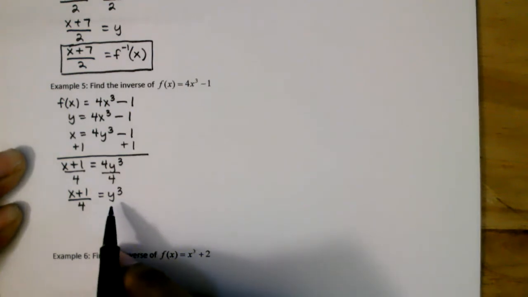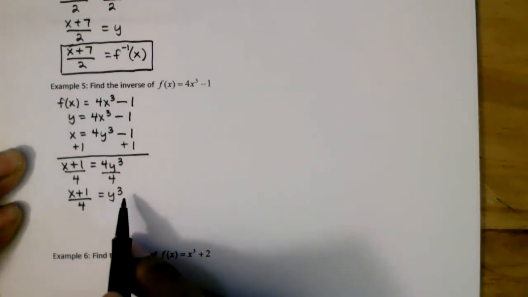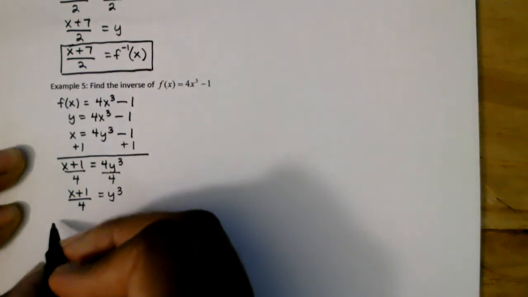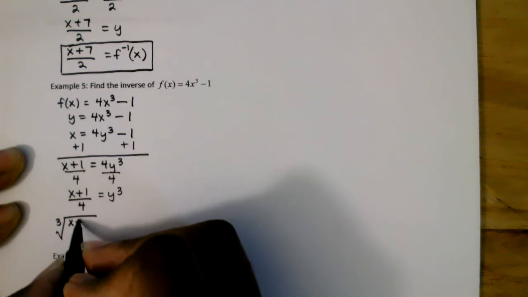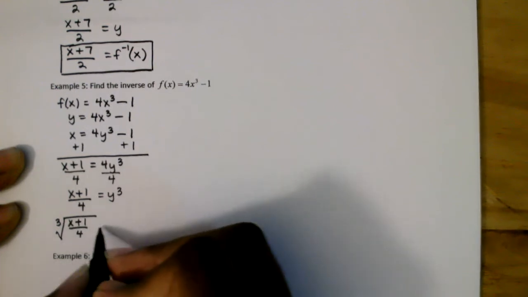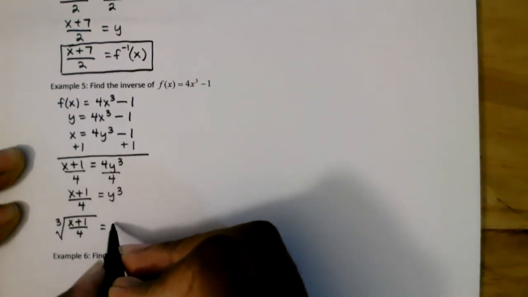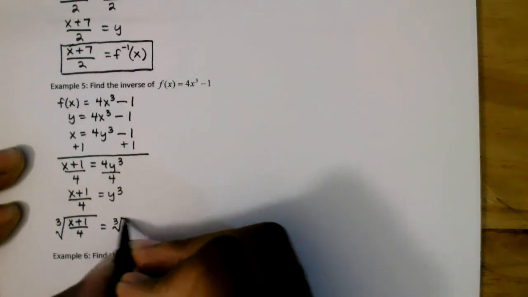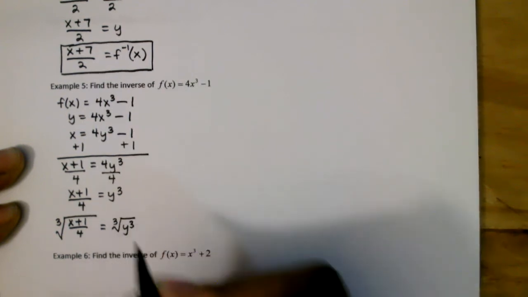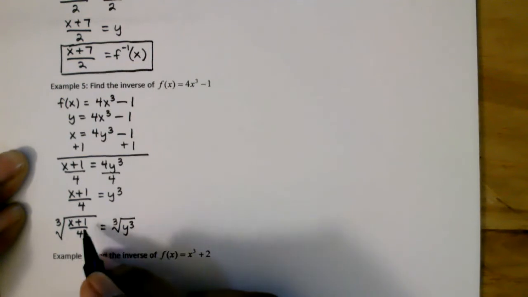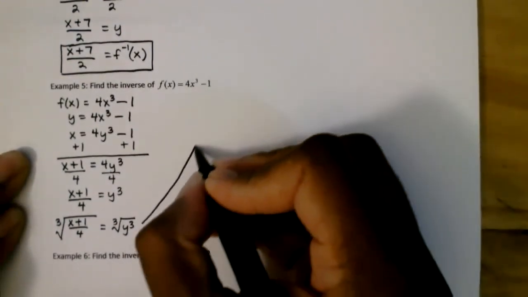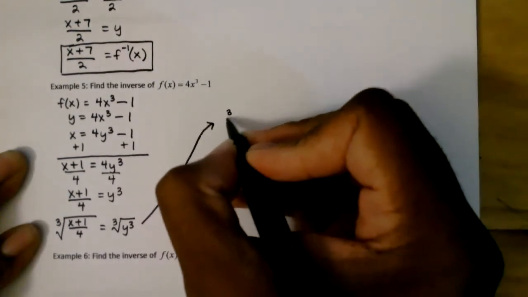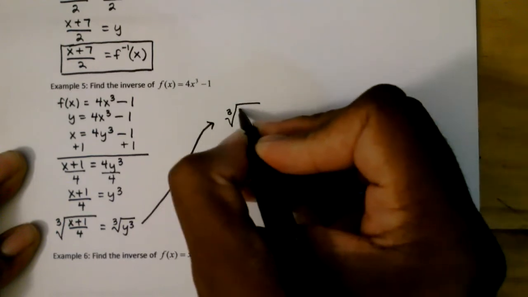And now, y is being cubed. So the opposite of that would have to be to take what we call the cube root. And keep in mind that x plus 1 over 4 is all underneath the radical, because we're taking the cube root of the whole thing. Okay, now we need to continue this on the other side. This will be just the cube root of x plus 1 over 4.